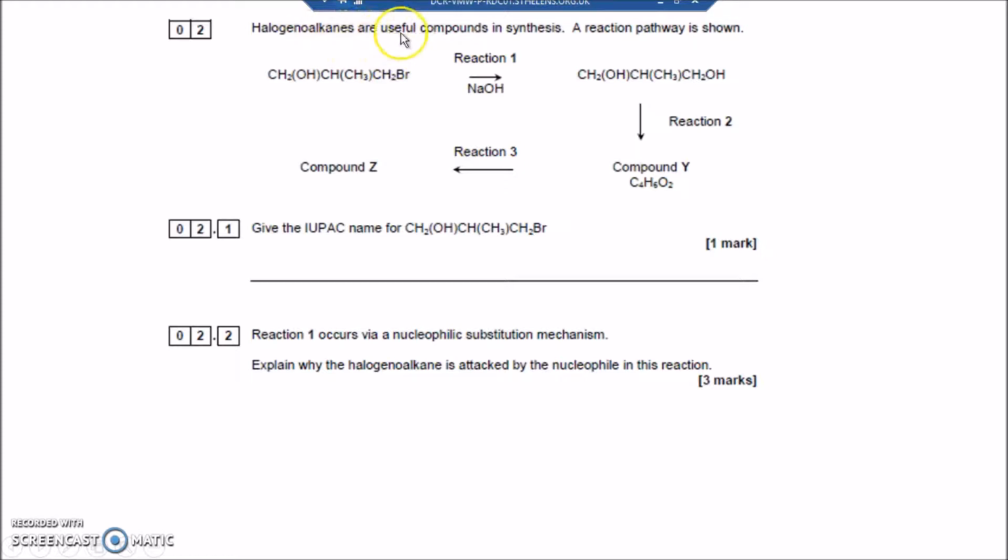Question 2. Halogenoalkanes are useful compounds in synthesis. I've got a synthesis pathway here, reaction pathway, starting with this chemical.